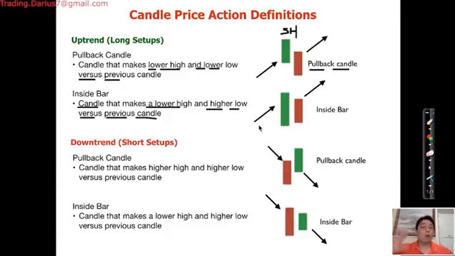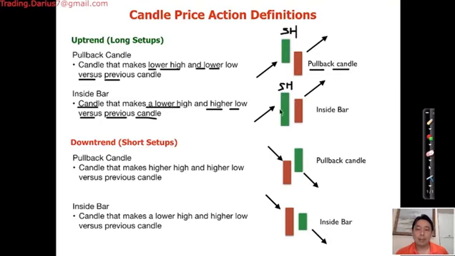Okay, so once again, we're going up, it's an uptrend. We're going to go long and follow the arrows. We've got a swing high over here, and following the swing high, we have an inside bar. Why? Because it makes a lower high, but it makes a higher low.